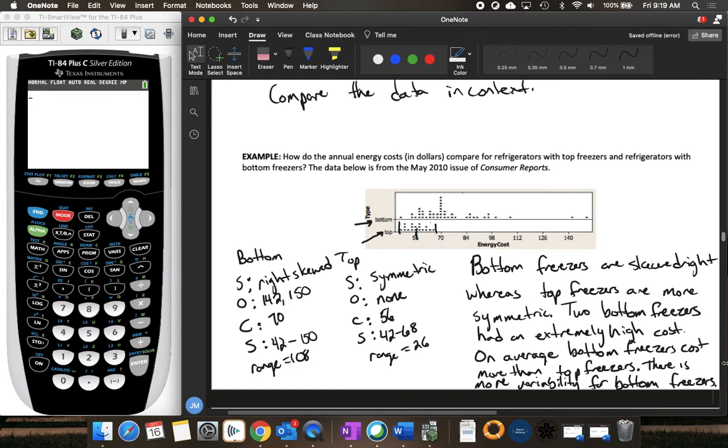All right, so notice that we're putting all of that into context. That'll be important again to make sure that you're doing that whenever you're looking at this data.